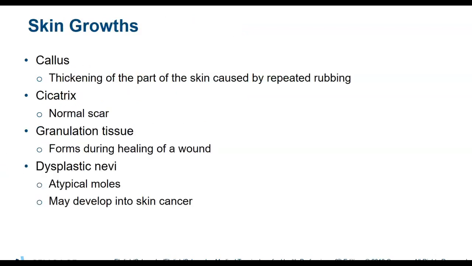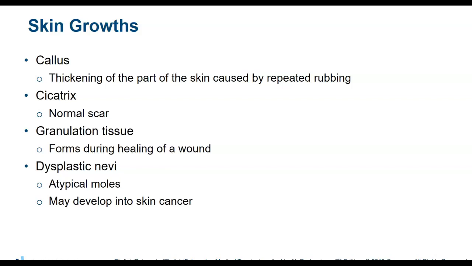Okay, skin growth. A callus is just a thickened part of the skin that's caused by repeated rubbing. And you'll see this especially in people who work really hard outside, and they have repeated rubbing of certain things. Cicatrix is just normal scarring. The granulation tissue that's formed during the healing of a wound is actually one of the healing phases when we look at some type of trauma to the skin.